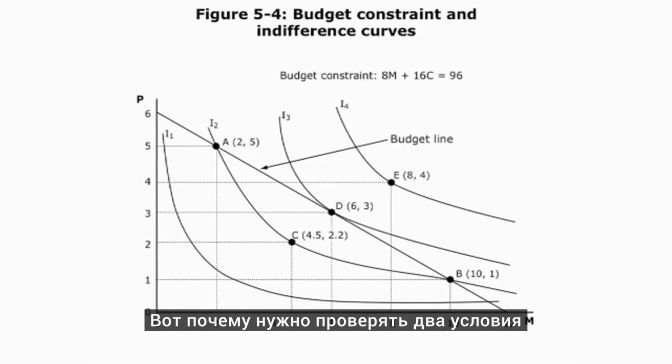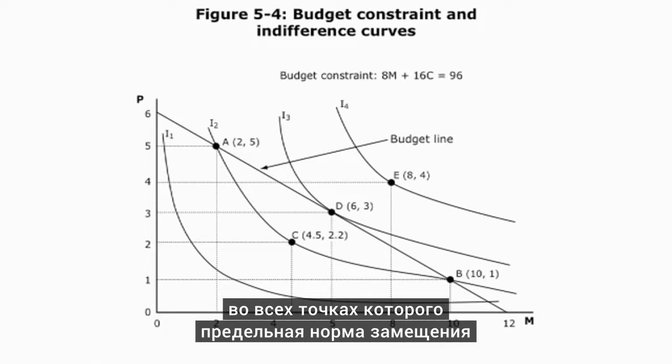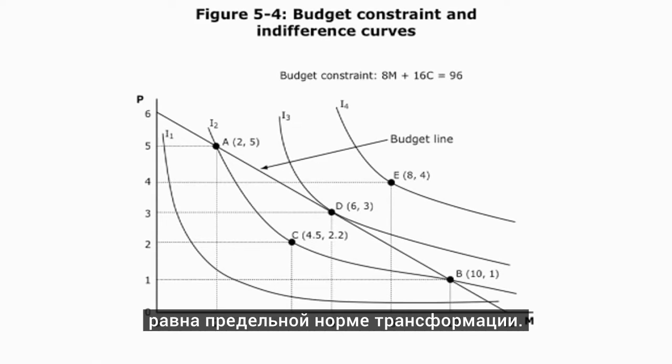That's why you have to check 2 conditions for optimization. First of all, those slopes have to be equal. Second of all, you've got to spend all your money. So it's true there's a whole host of points. In fact, there's a vector running through C, D, E, all of which are points where the marginal rate of substitution equals the marginal rate of transformation. But only D is optimal, because you also have to remember more is better. You never want to leave money on the table.